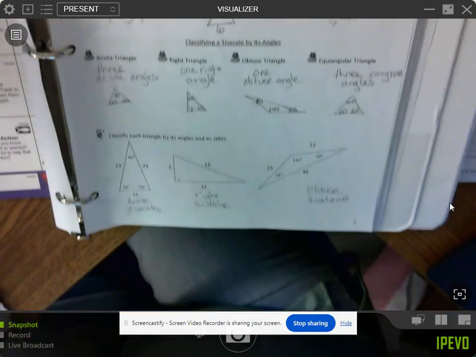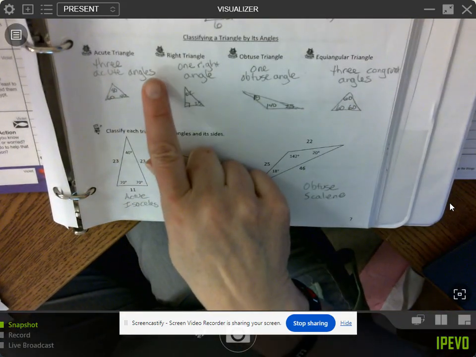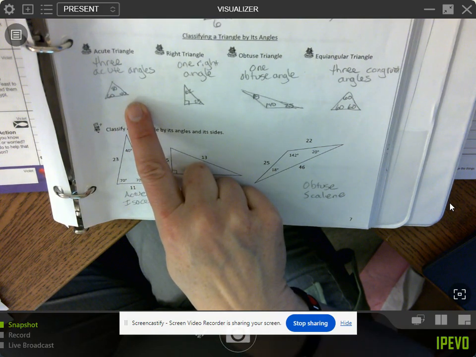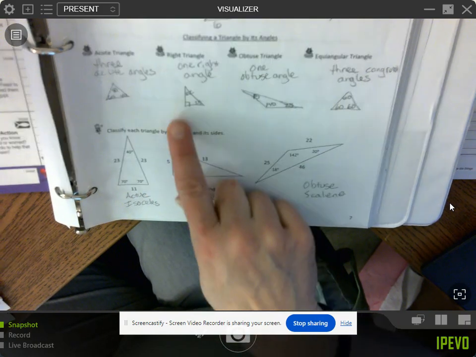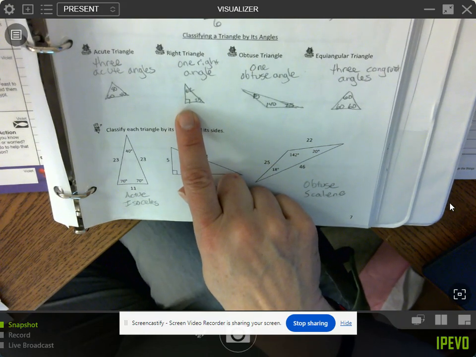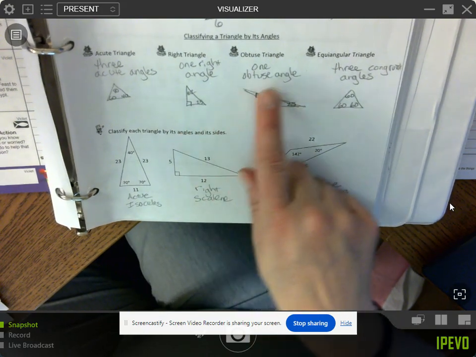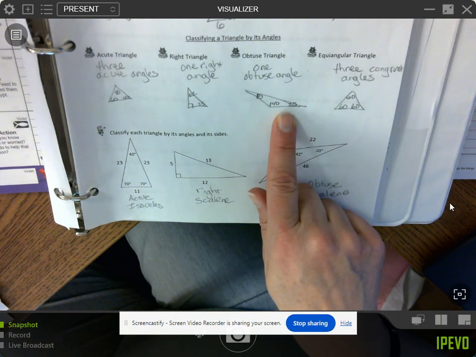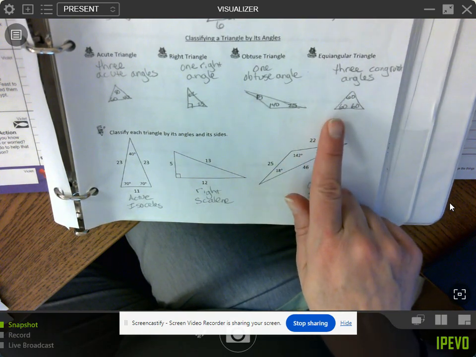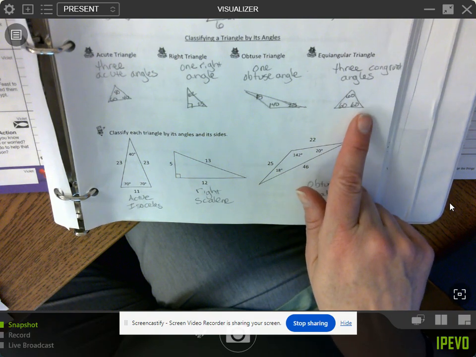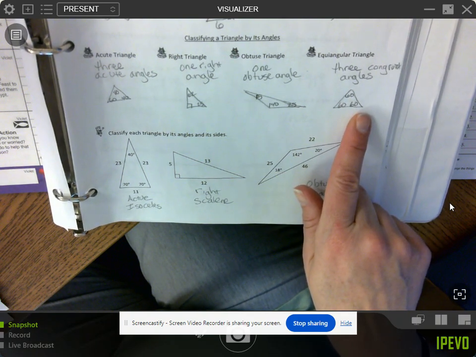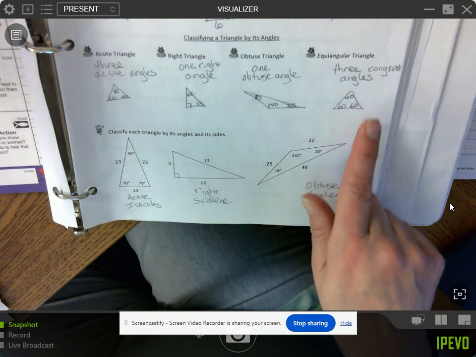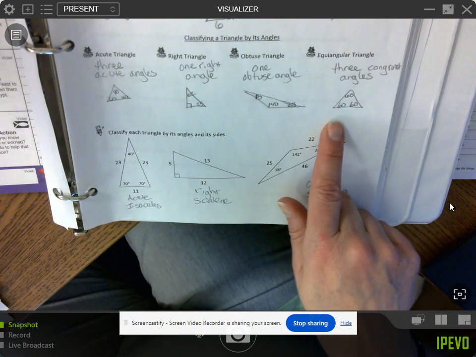We have our angle names. We have an acute triangle. All three angles are acute. They're all small. A right triangle, one angle is that 90 degrees. The obtuse triangle, one angle is greater than 90 degrees. And the equiangular triangle, all three angles are identical. They have to equal 180 degrees, so they have to be 60 degrees each if they are all equal.